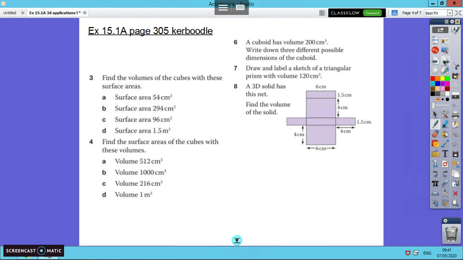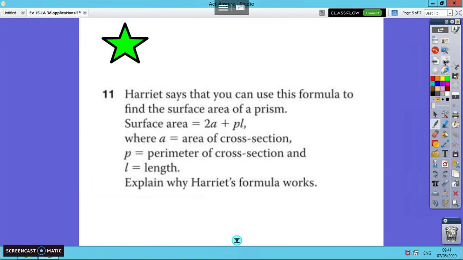Now your extension question is a really good one. Harriet says that you can use this formula to find the surface area of a prism. The surface area is 2A plus PL, where A is the area of the cross-section, P is the perimeter of the cross-section, and L is the length. Explain why Harriet's formula works.